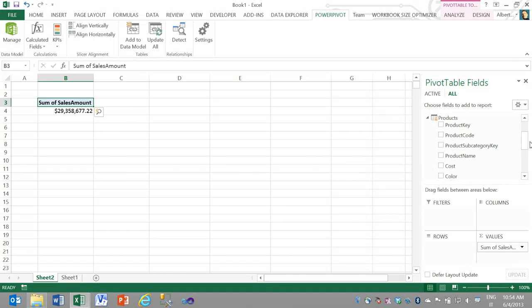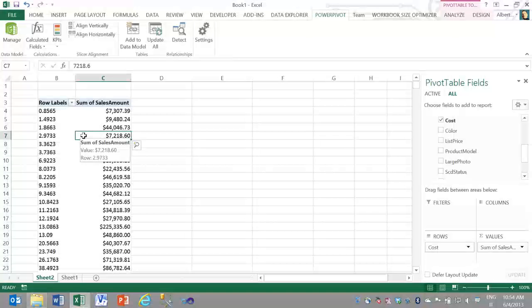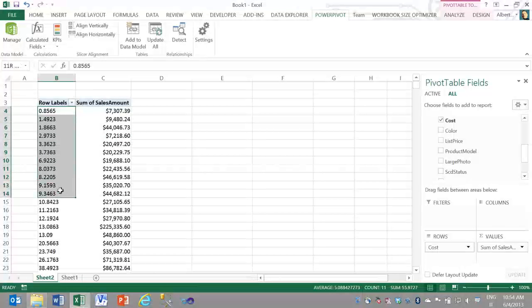I want to slice data by product cost, so I take the cost, put it on the rows, and the result is not very easy to read. It's nearly impossible to read. I am able to slice data by product price, but it's useless to do that. What I want to do is group, let's say, these rows in a single row, which is low price, then this row in a different one, which is medium price, and so on. And the customer asks for it.